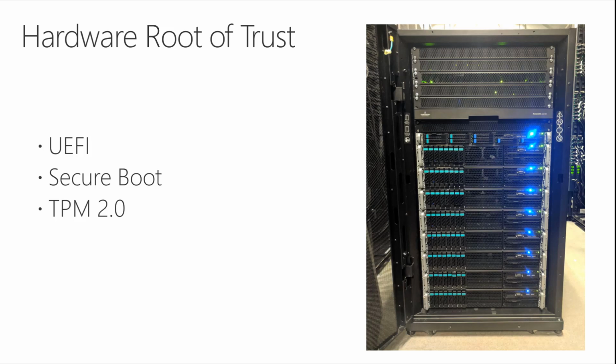TPM 2.0, which is the Trusted Platform Module, is a technology designed to provide hardware-based security-related functions. A TPM chip is essentially a secure crypto processor that helps you with actions such as generating, storing, and limiting the use of cryptographic keys. These are the ways that we provide a hardware root of trust.